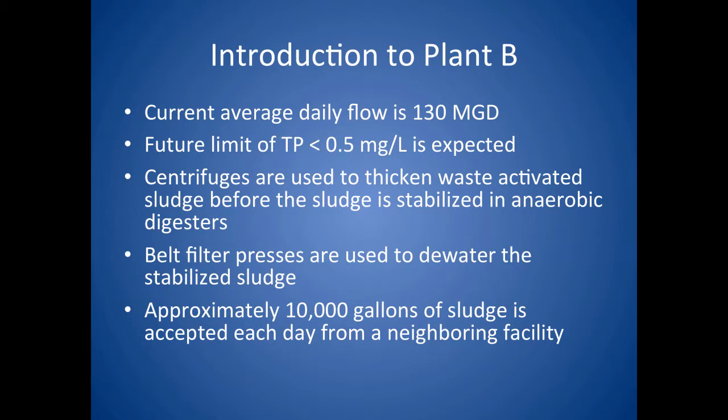The plant receives mostly domestic waste. The current average daily influent flow is 130 mgd. The plant also accepts and stabilizes approximately 10,000 gallons of sludge each day from a neighboring facility.